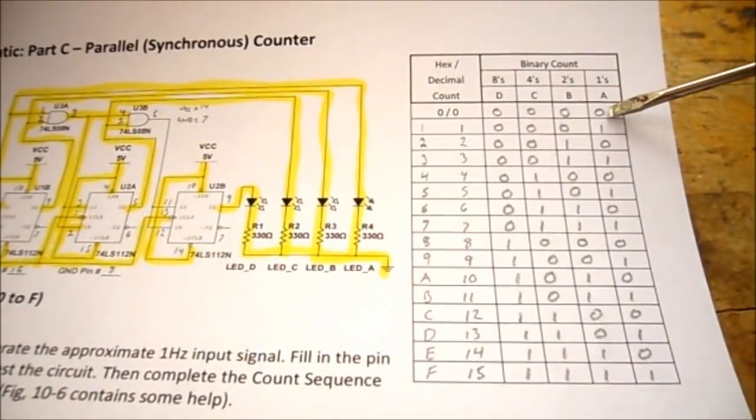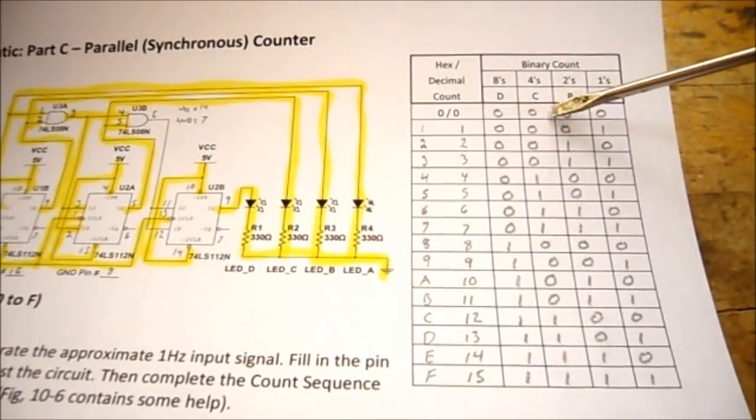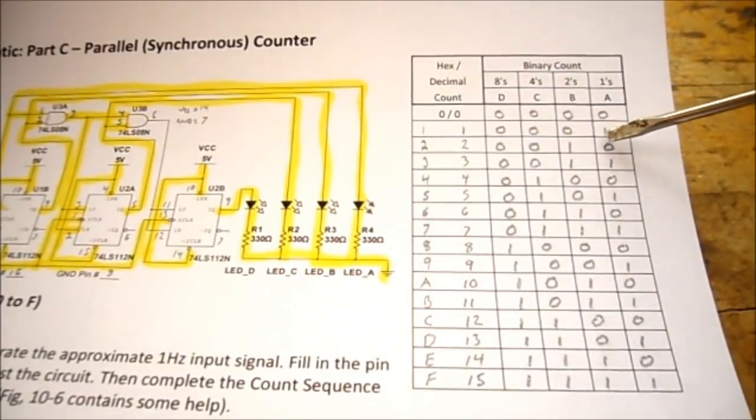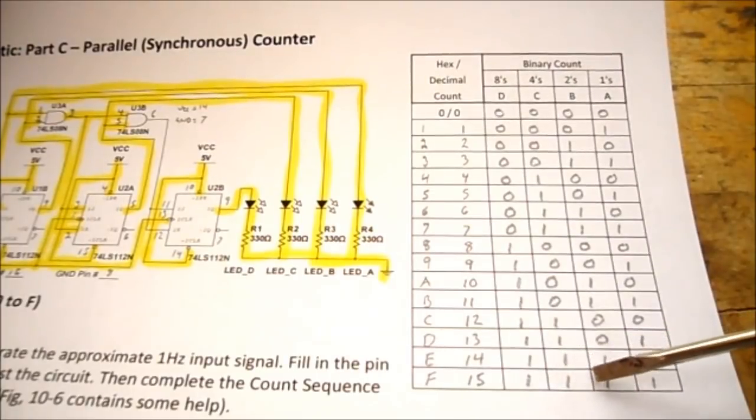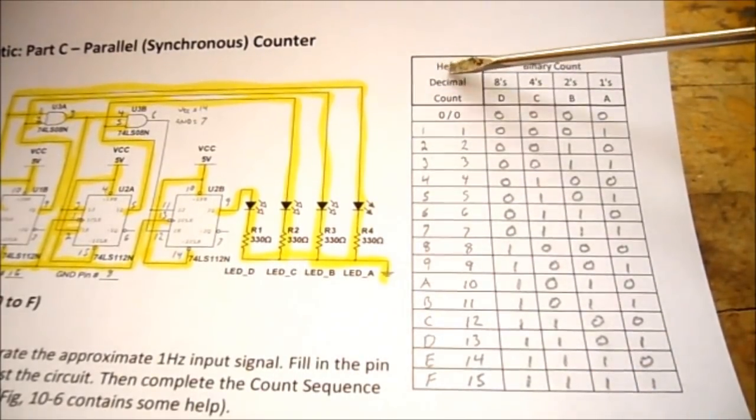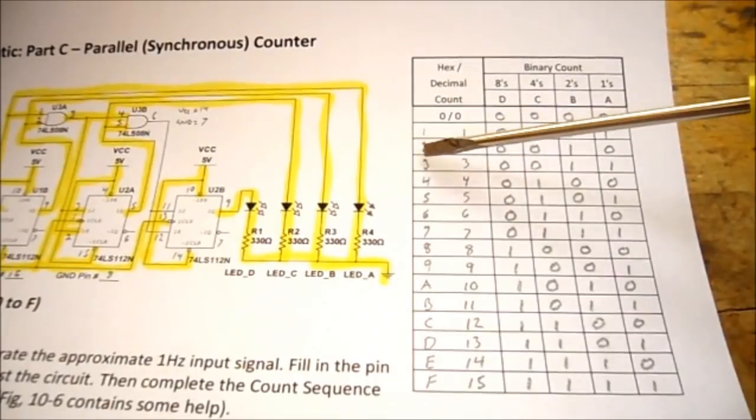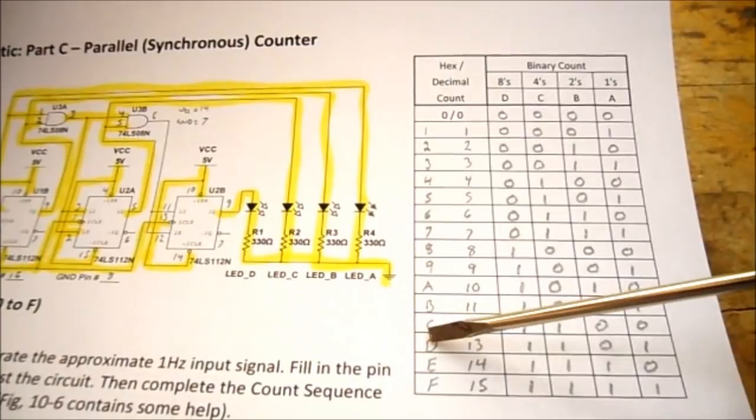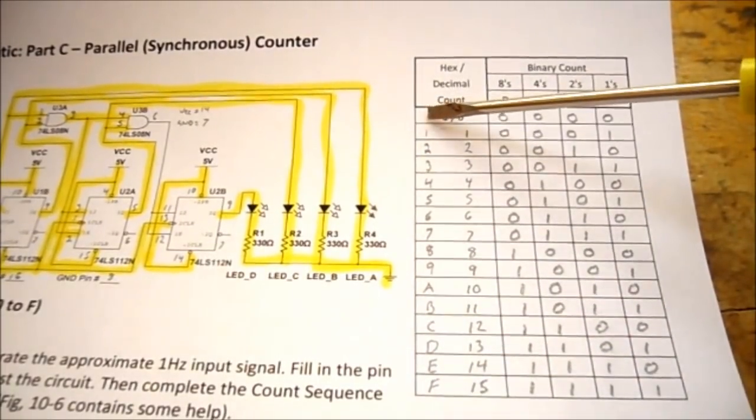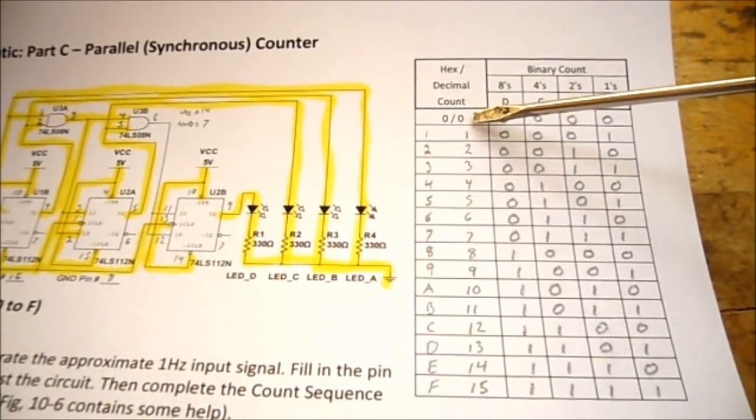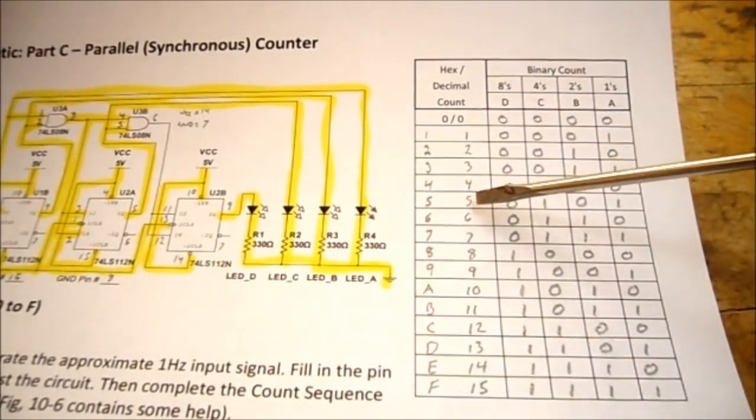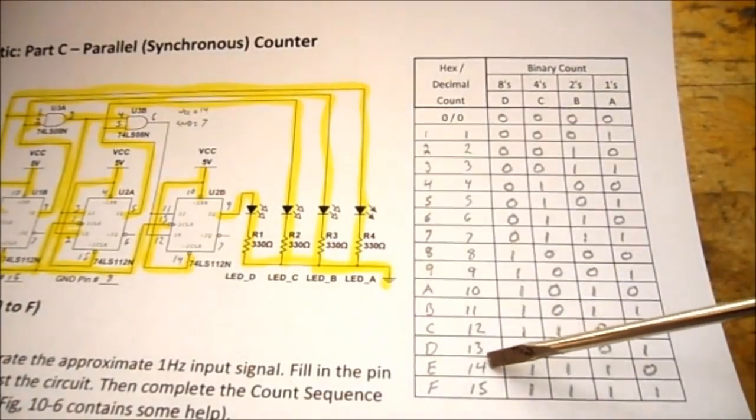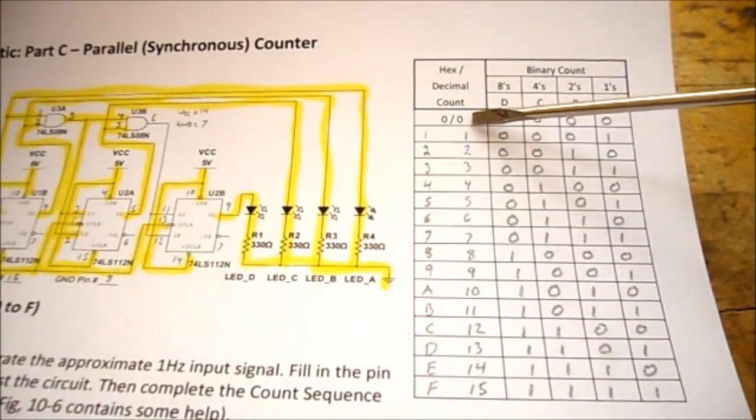So filling in my truth table, you can see I'm putting in the binary count, all zeros, then 0001, 0010, all the way up to 1111. The hexadecimal count was 0, 1, 2, 3, 4, 5, 6, 7, 8, 9, A, B, C, D, E, F, and reset back to 0. The decimal count was 0, 1, 2, 3, 4, 5, 6, 7, 8, 9, 10, 11, 12, 13, 14, 15, and then reset back to 0.